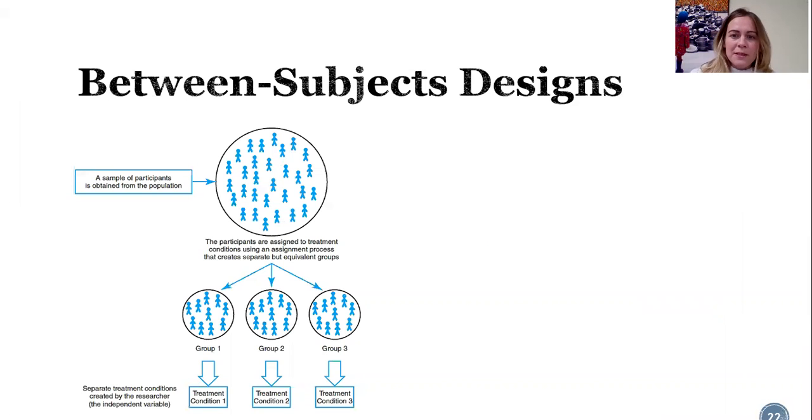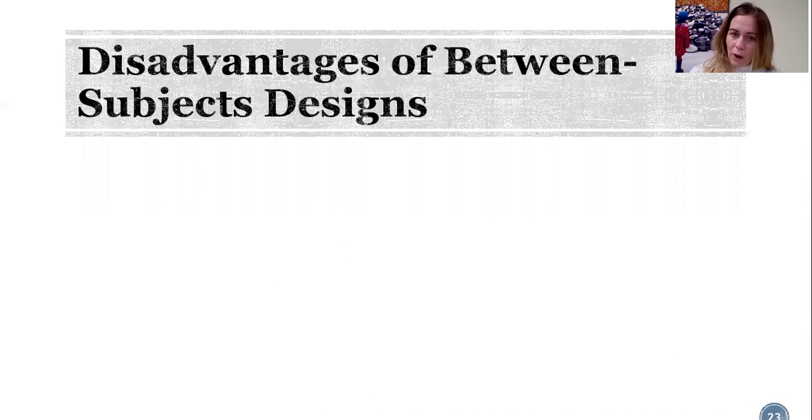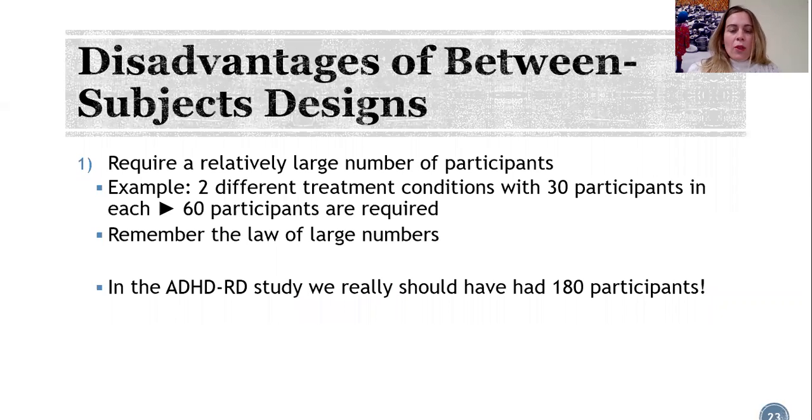So just to review, between subjects design, we have a sample of participants that we take from the larger population, and we assign these participants to one of the different groups, one of the different treatment conditions, and we do what we can to make sure that our groups are as equivalent as possible. We then measure the dependent variable and see if there's a difference between our different groups. Here are some of the advantages of this design. What are some disadvantages? There's three. Let's get started and talk about them.